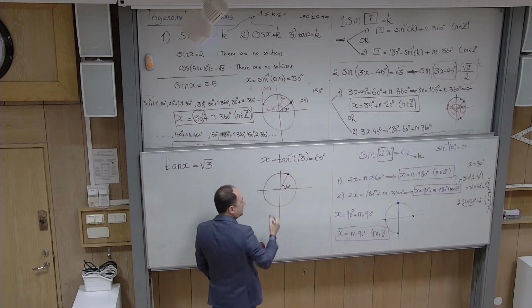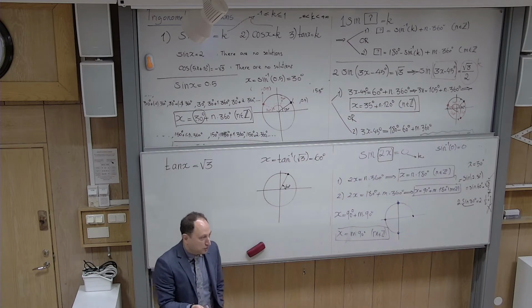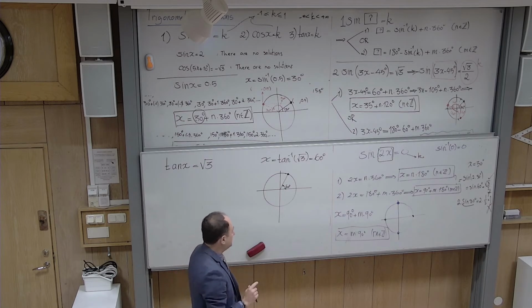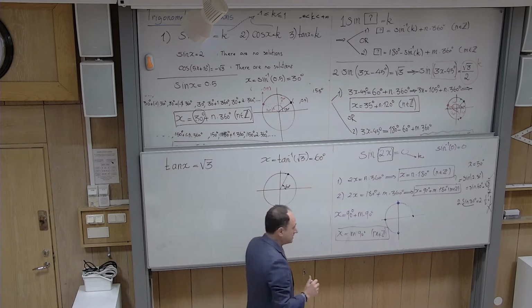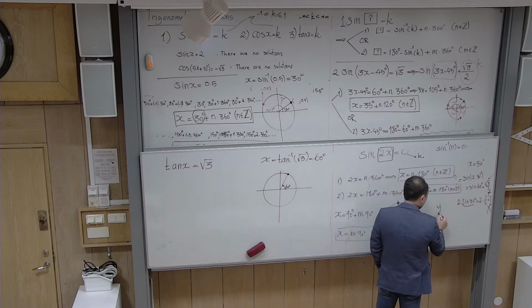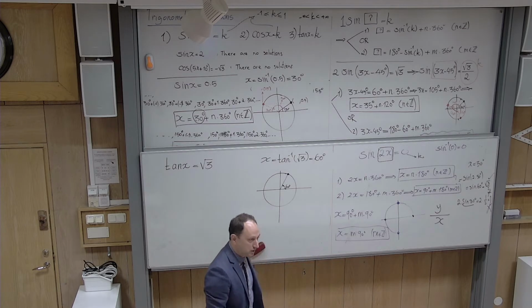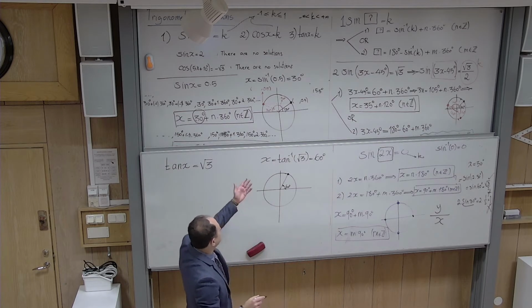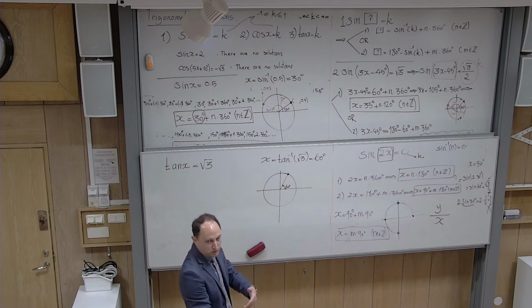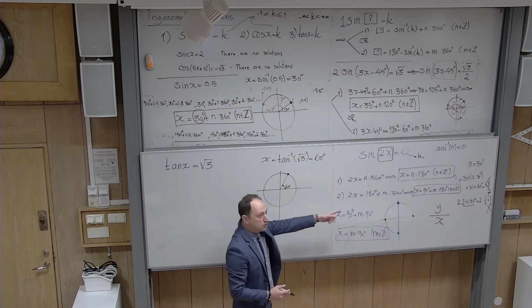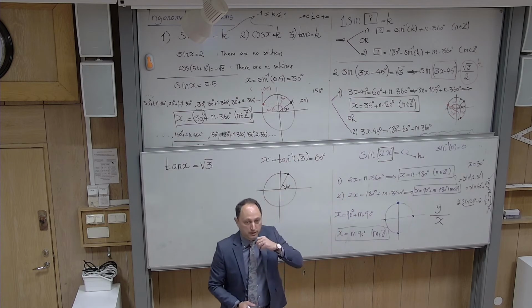This is clear. But the point is that I'm not looking for all dots with x coordinates the same or y coordinates the same. Because do you remember what was the definition of tangent? Tangent was y coordinate divided by x coordinate. So this is a little bit harder because in the other cases I was just looking only for x coordinate or the y coordinate.